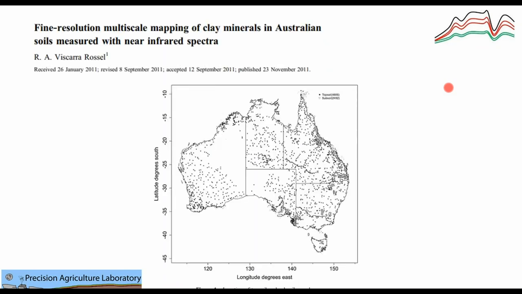This is one example of a study made in the whole of Australia by Rafael Vizcarra Rossell. He's a soil scientist. He studied here at the University of Sydney, and then he moved to CSIRO, and now I think he's working in Perth. And he took all these samples from around Australia, and he basically applied the concepts that I showed you before.